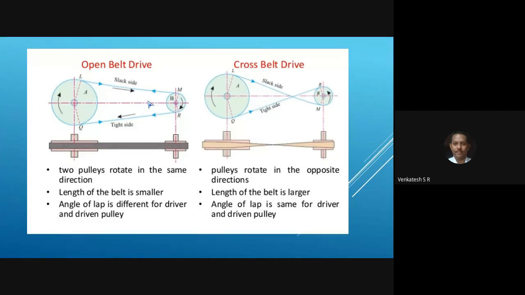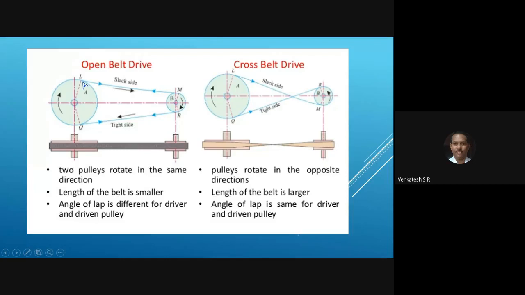Divide your page into two parts. The bottom portion is not required; write only the upper portion. For the open belt drive, show the bigger wheel on the left side and the smaller wheel on the right side. In the same way for the cross belt drive, bigger wheel on the left, smaller wheel on the right. Connect these two circles with a line like this.